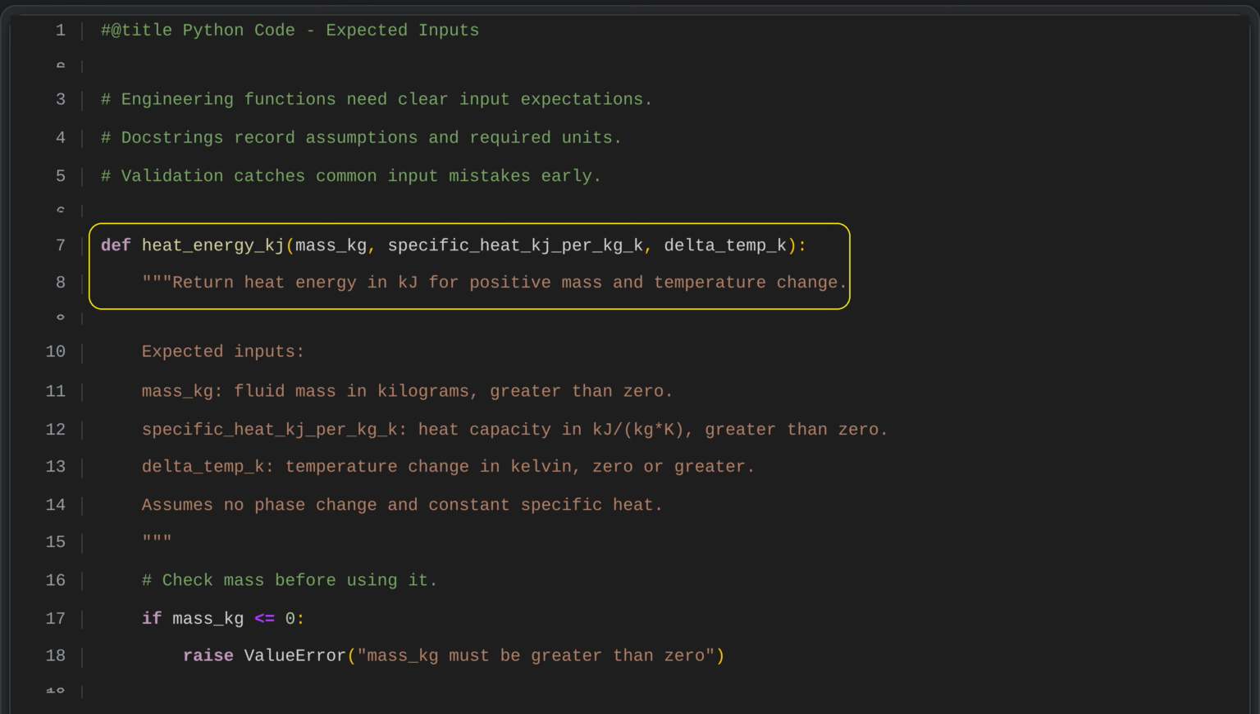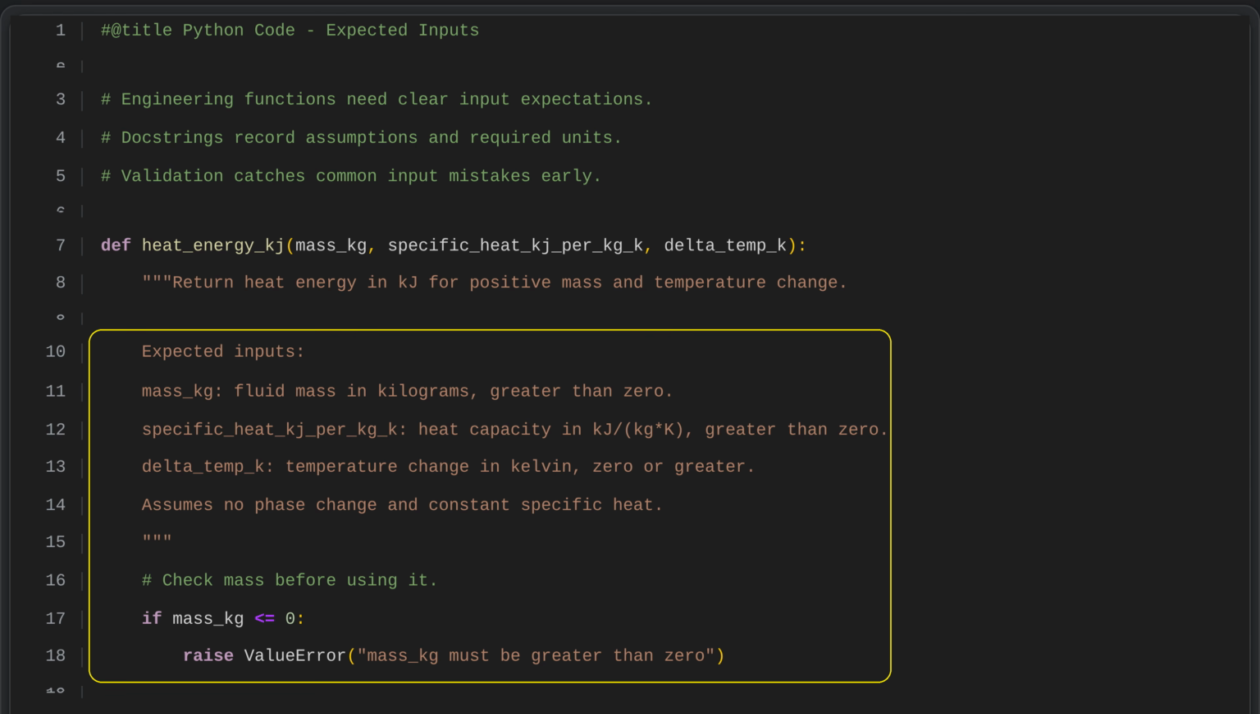This heat energy function takes mass, specific heat capacity, and temperature change as inputs. To be valid, mass and specific heat capacity must be greater than zero, and temperature change must not be negative. The function first checks that the mass is positive and raises an error if it is zero or negative, preventing calculations with physically invalid values.